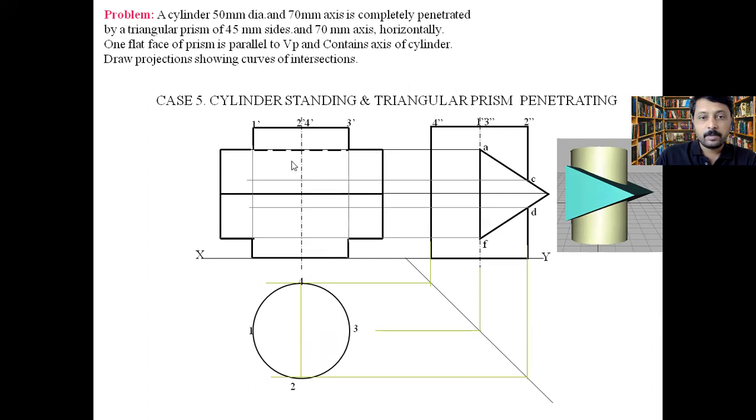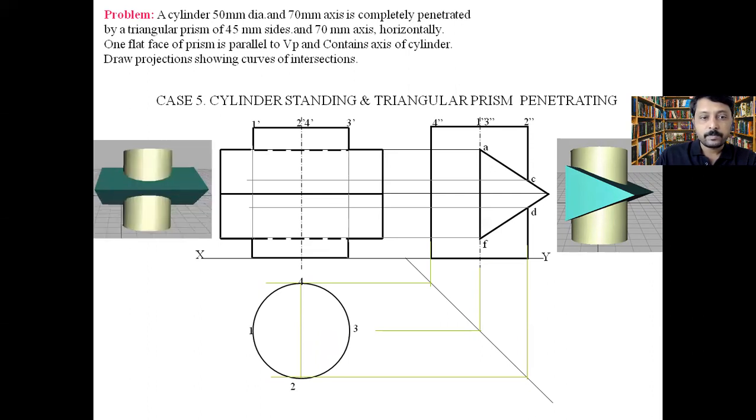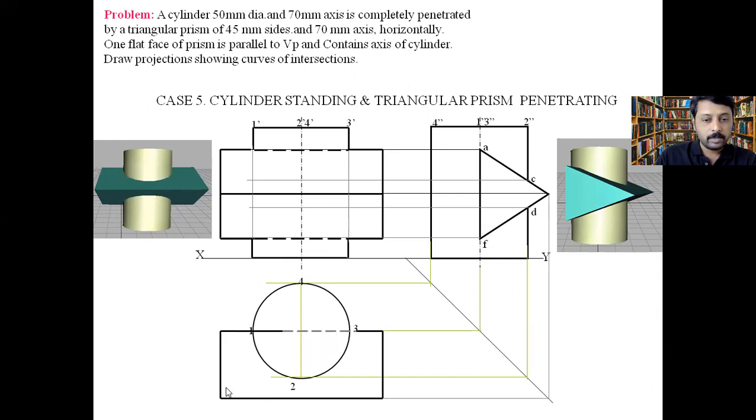Again, draw the hidden lines and complete lines. Then take the projection. From this side, from the front view, it is going to look like this. This is the side view. It is going to look like this. This is the front view. Take the projection below and draw the complete view like this.